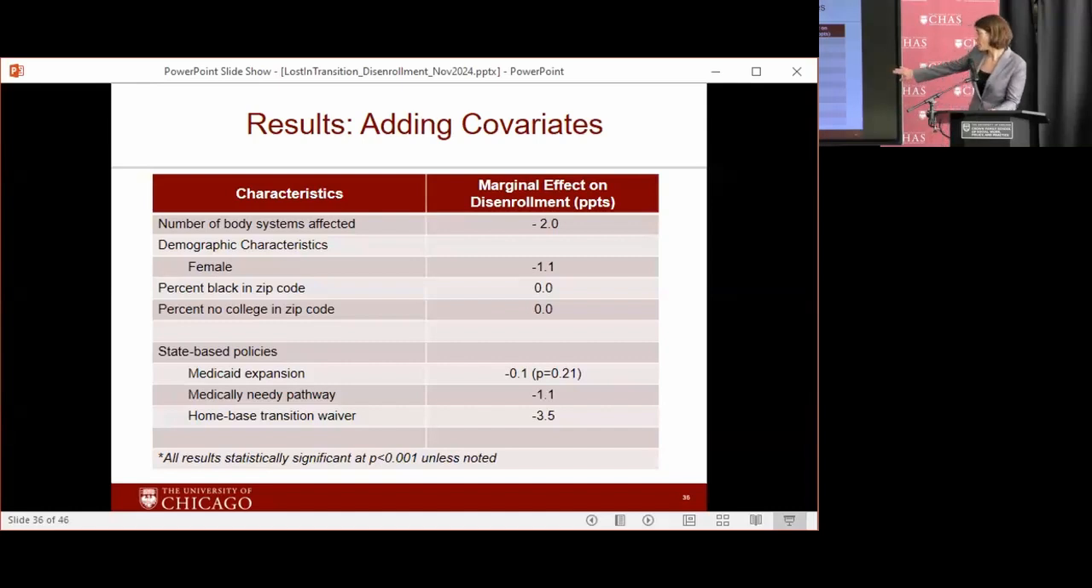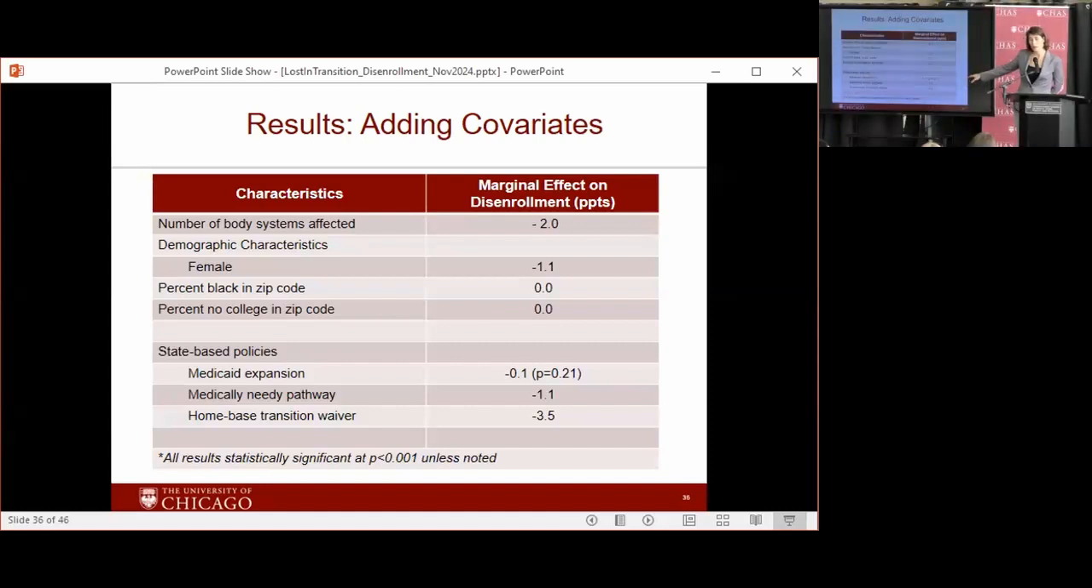But then there are some state-based policies that did have an effect, particularly if a state had a medically needy pathway for enrollment, and if a state had a home-based transition waiver. Interestingly, Medicaid expansion had no effect in the complex population. We're still sort of thinking through why that might be.